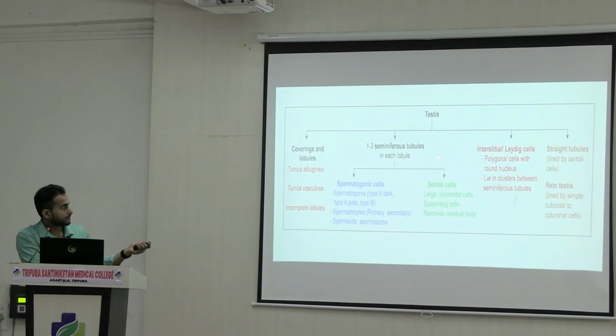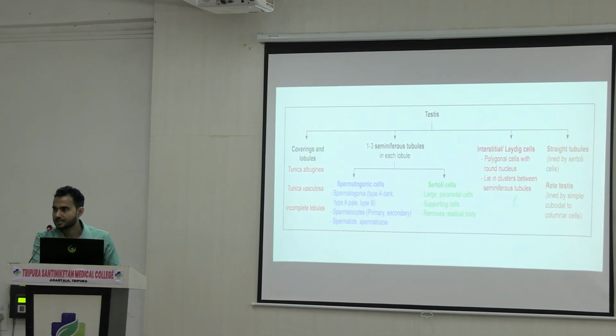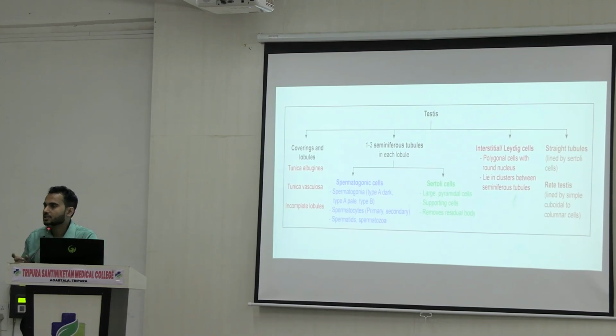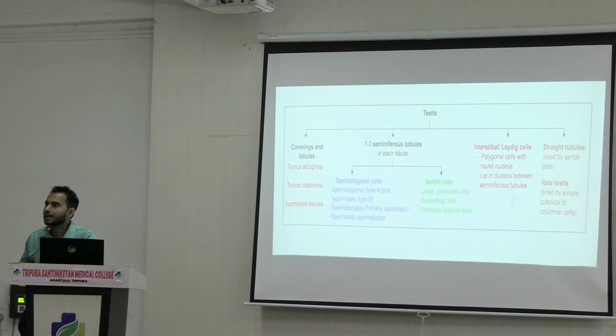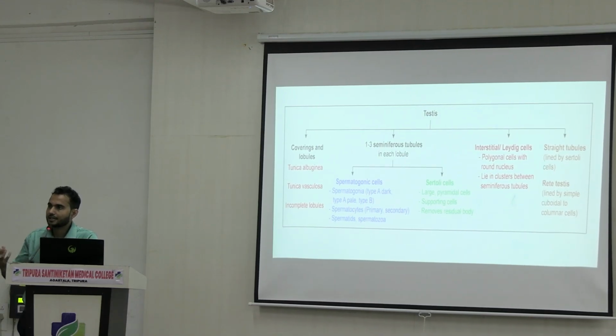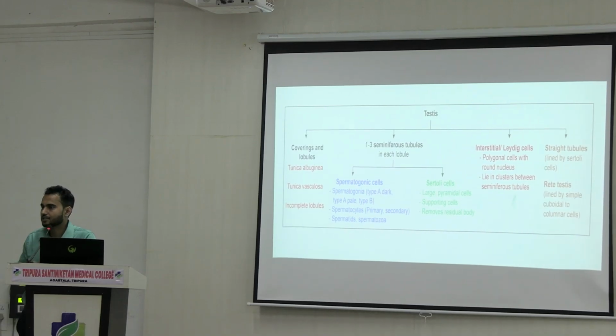Next, another important type of cell is the interstitial cells of Leydig, or Leydig cells. Those are polygonal cells having a round nucleus, lying in clusters in between the seminiferous tubules. Please keep that in mind: the interstitial cells of Leydig are not present inside the seminiferous tubules. They are present only in the connective tissue between the seminiferous tubules.